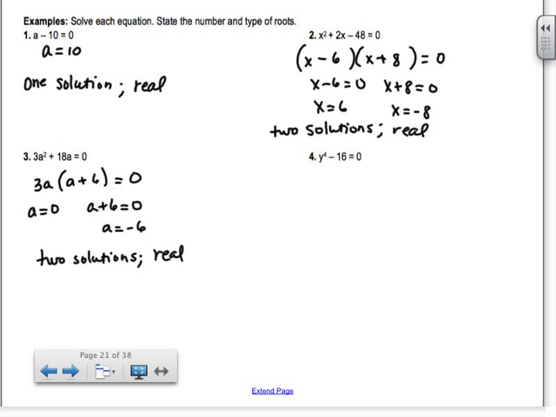Okay, so if you notice so far, we had a to the first on the first one, and we had one solution. We had x to the second on the second one, and we had two solutions. And we had a to the second on the third one, and we had two solutions. So it's following that rule that we said where it's going to have the same number of zeros as its power.